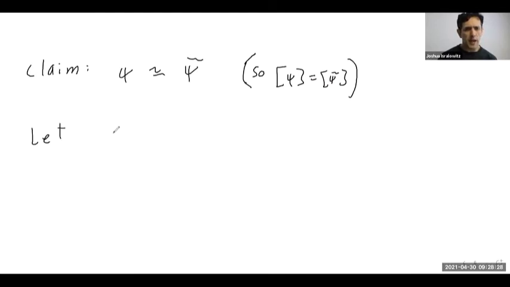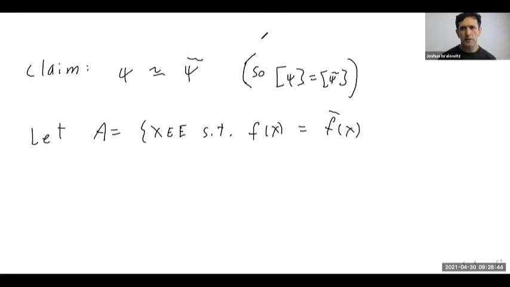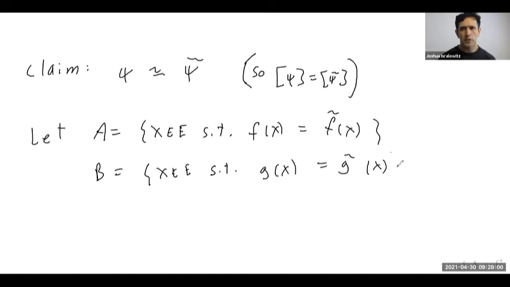All right, so let's say A, for lack of anything better to call it, is the set of all x in E where f of x equals f tilde of x. B is the set of all x in E where g of x is g tilde of x.